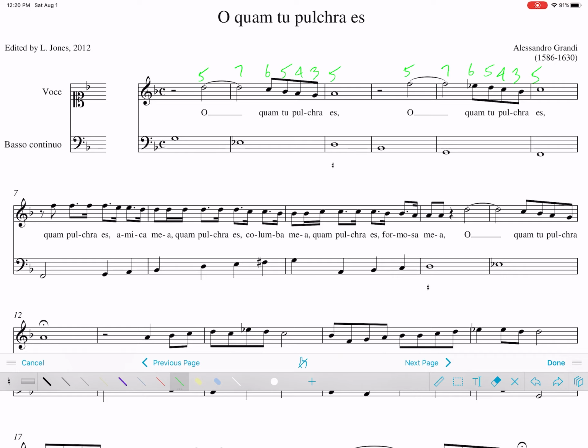5, 7, 6, 5, 4, 3, 5. 5, 7, 6, 5, 4, 3, 5.